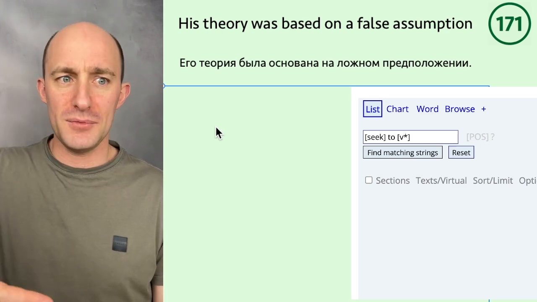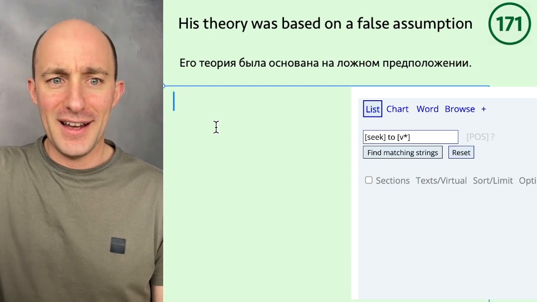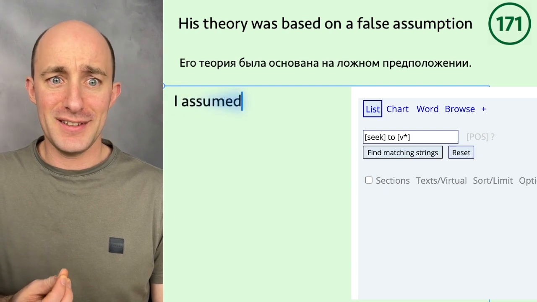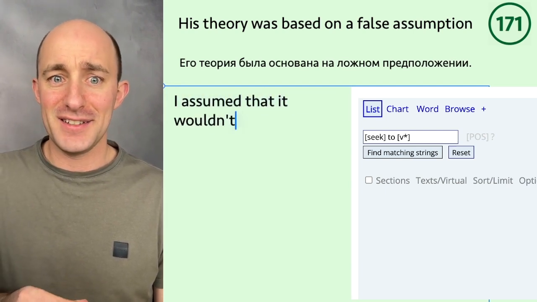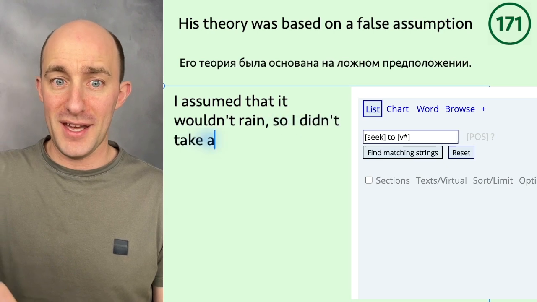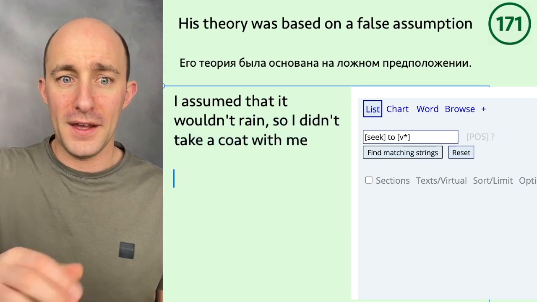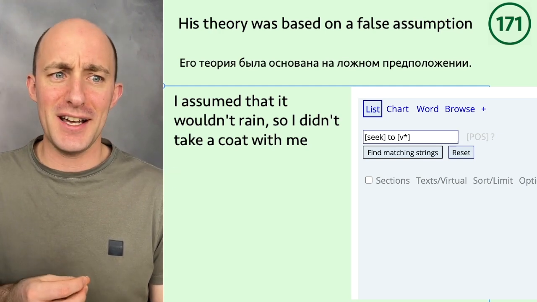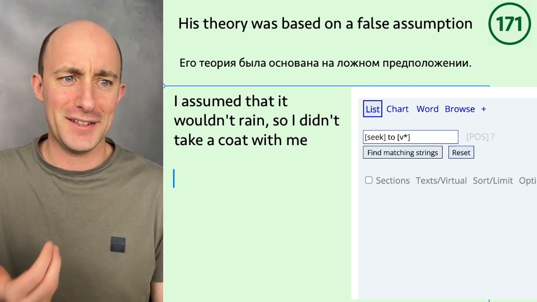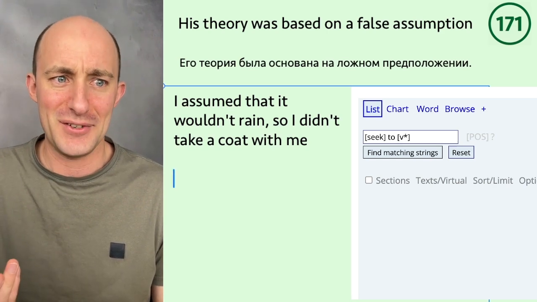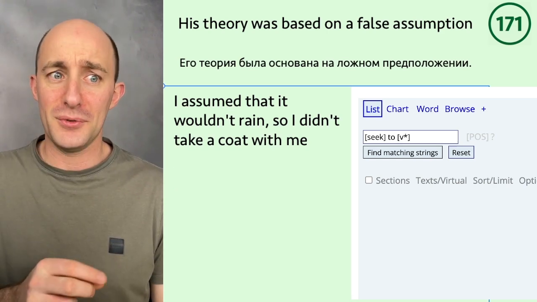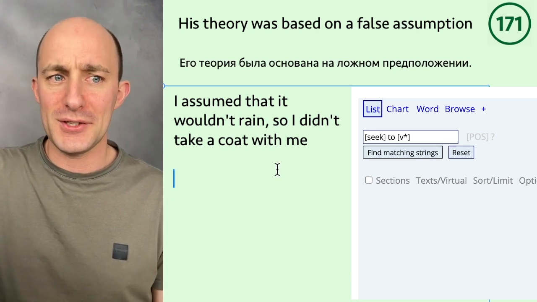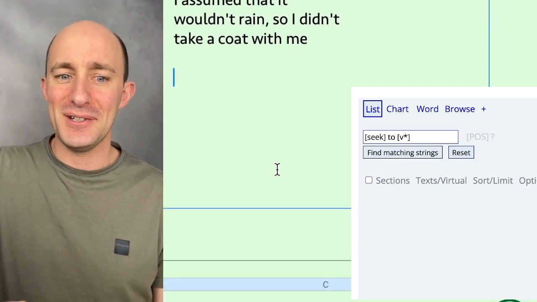And we often make assumptions about the future. I assumed that it wouldn't rain, so I didn't take a coat with me. Я решил, что дождя не будет. In English, it sounds strange to say, I decided that it wouldn't rain, because I can't decide. Это же не я решаю. But I assumed that it wouldn't rain, so I didn't take a coat. Assume, try to use this word.